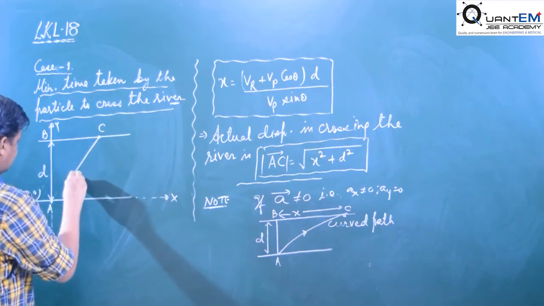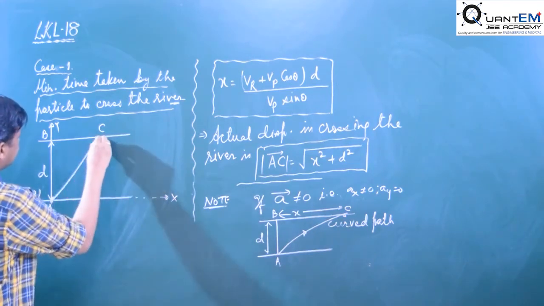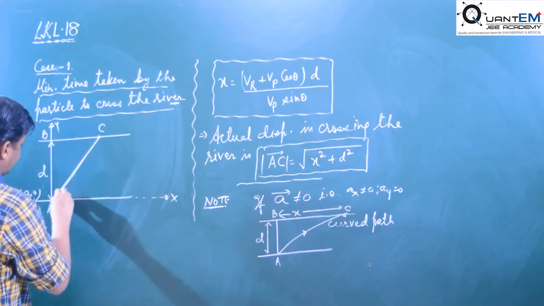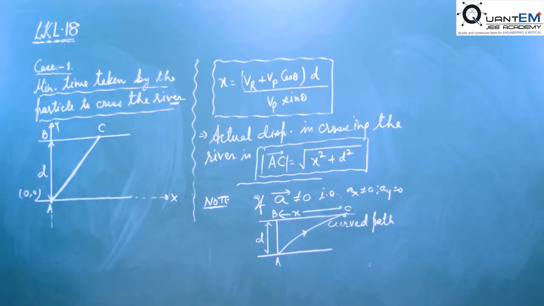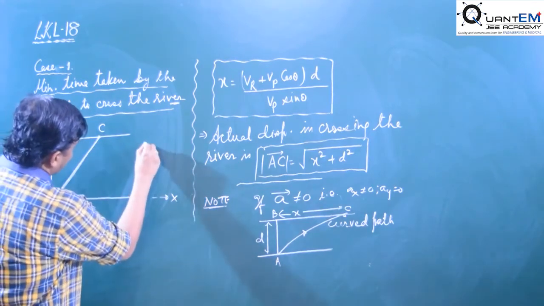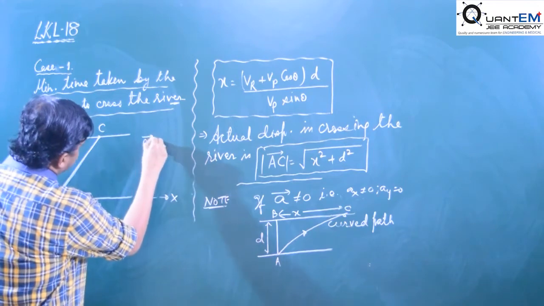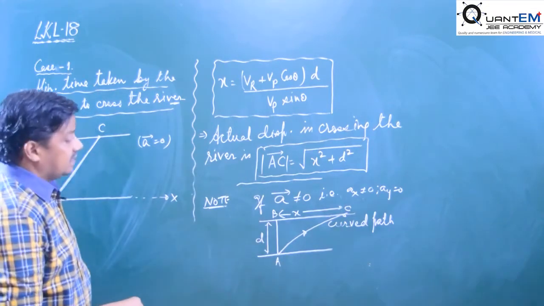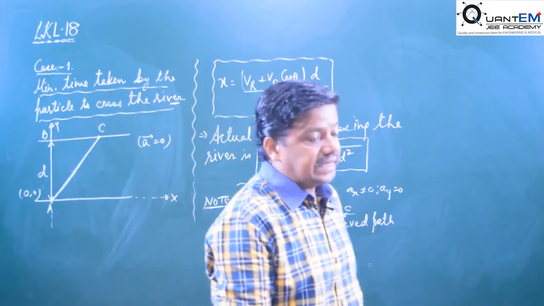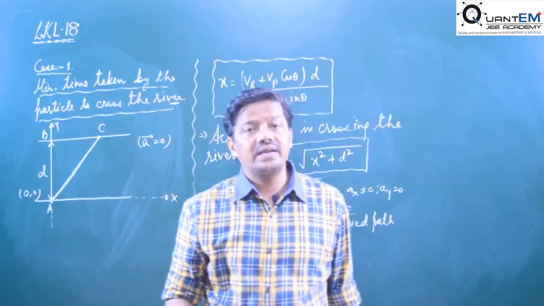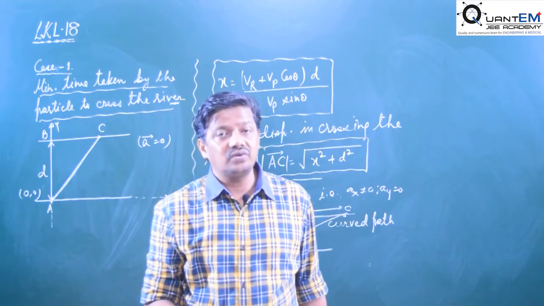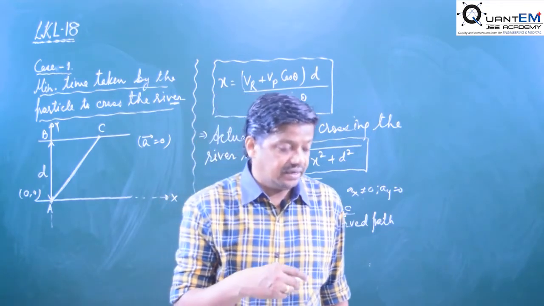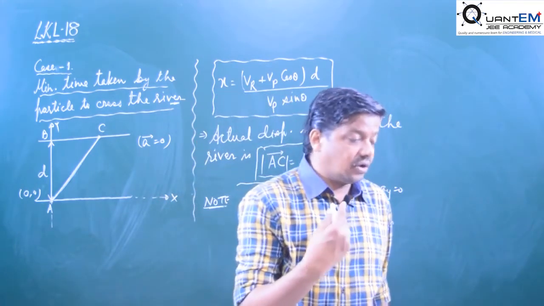Firstly, we come to that point. It is the actual displacement of the particle in crossing the river. It is the condition that the path is straight only when acceleration is equal to what? 0. There is no acceleration in the river. And how is acceleration possible? If the river has a slope, then it will have acceleration a equal to g sin theta. That I will be doing in the laws of motion.